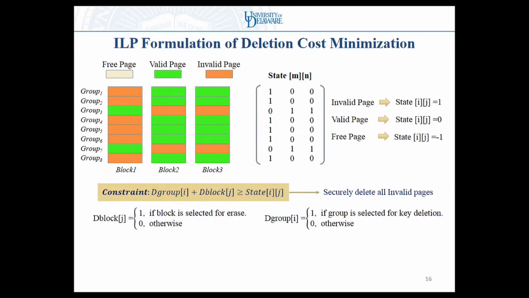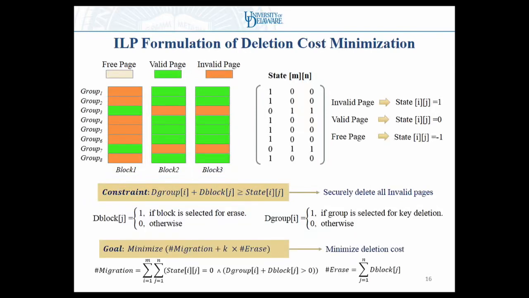If the state of the page is 1, which is invalid, either its group or block should be selected for secure deletion. And then the cost can be translated into this, meaning that migration means that if the state of the page is 0, you have to do a migration if one of its group or block is selected for secure deletion. And for erase, simply you have to count the number of ones in the vector D block.